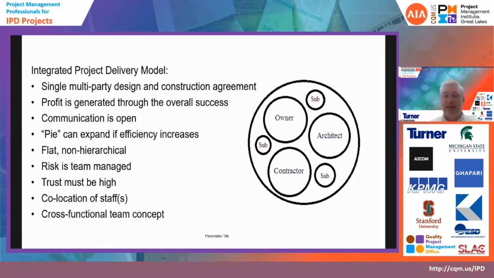One of the key differences in an IPD is that profit is generated through the overall project success. So each entity takes their profit and puts it into a shared risk pool, and then the entire profit is either earned, partially earned, or completely lost, depending on the outcome of the project. Nobody is in a silo. You basically have a single silo. Communication is open, and it's encouraged to be open by the various forms of agreement.